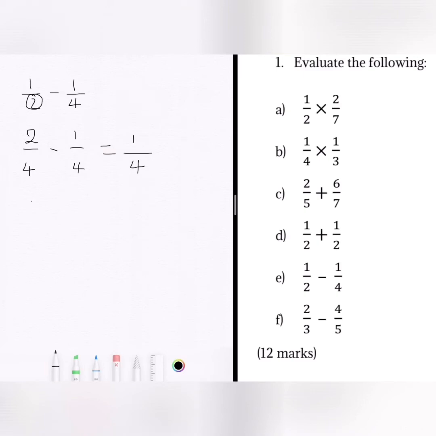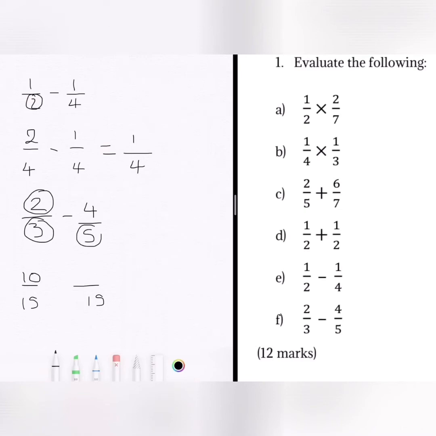And then we've got 2/3 minus 4/5. Again, it's taken away, so we have to have a common denominator. I would choose 15 for that. So what did we times 3 by? Well, we've times it by 5. Therefore, we have to times 2 by 5, which gives us 10.